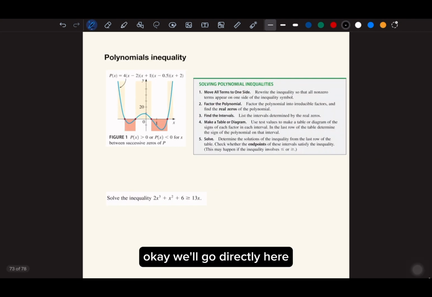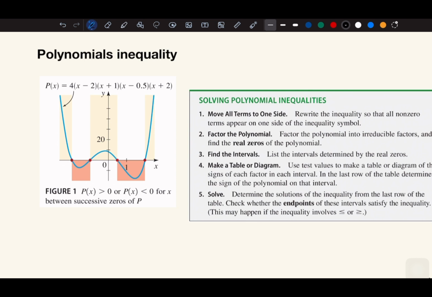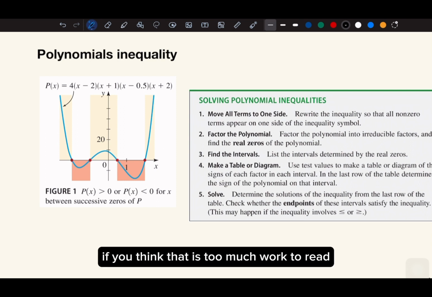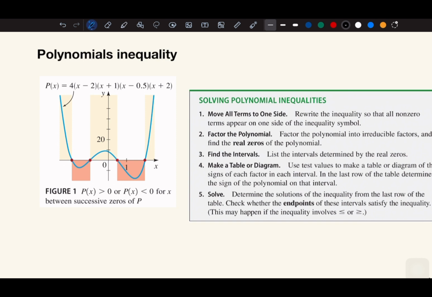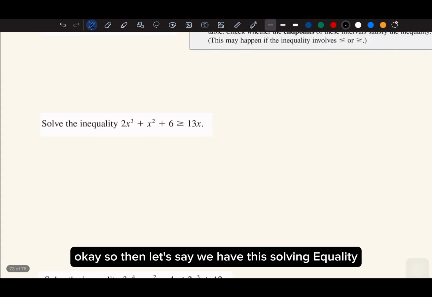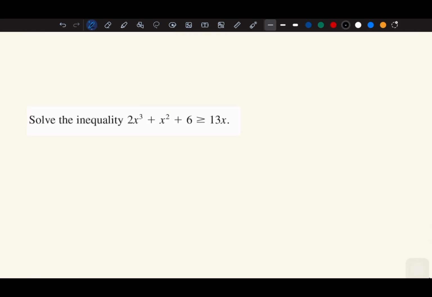I will go directly here just to make sure that we are on the same page. This is actually some steps. If you think that is too much work to read, then we can just go for an exercise. I think exercise is better than just reading that. So let's say we have this, solve the inequality.